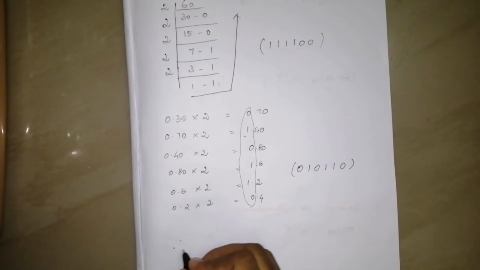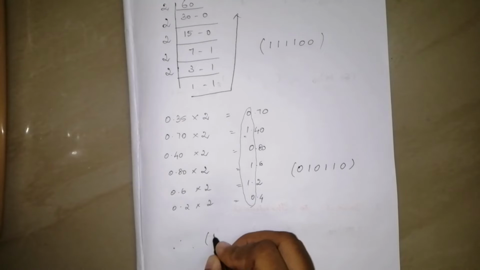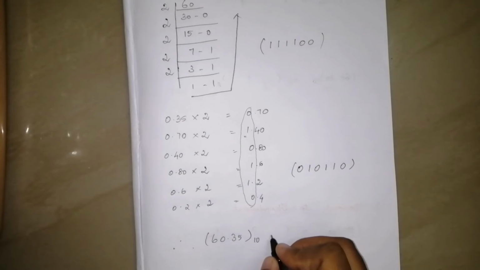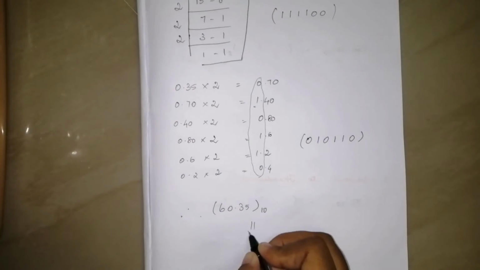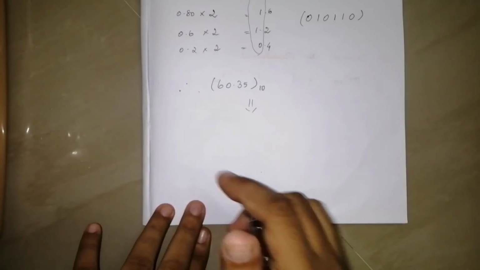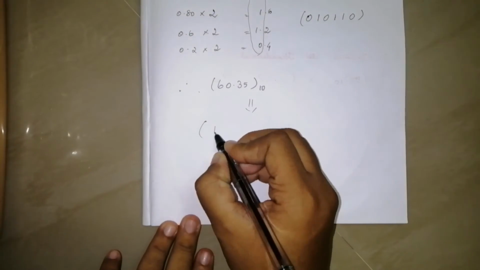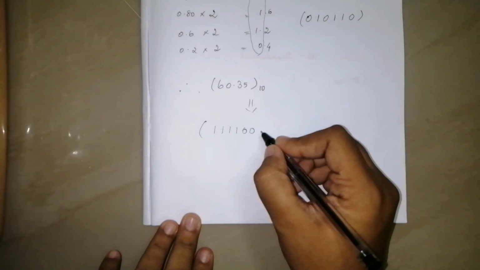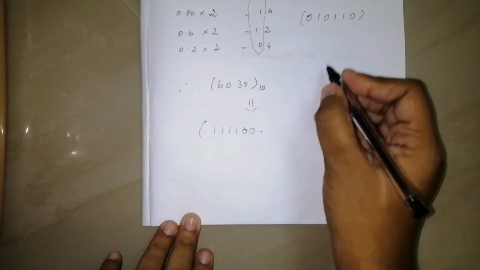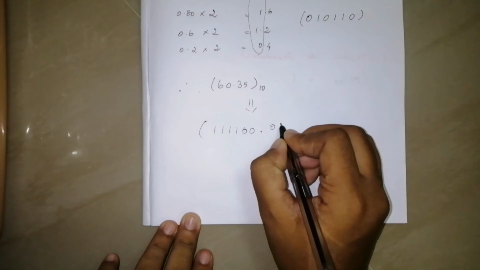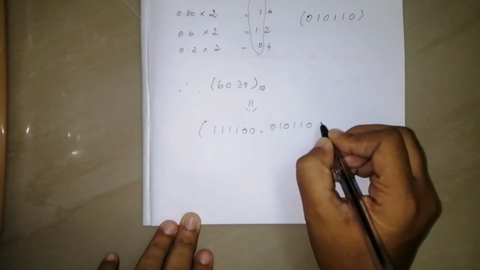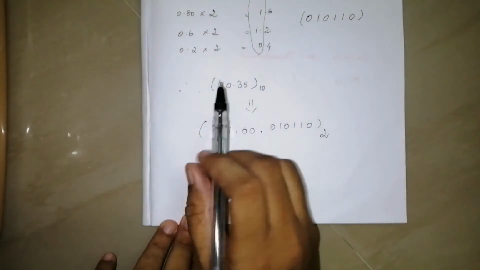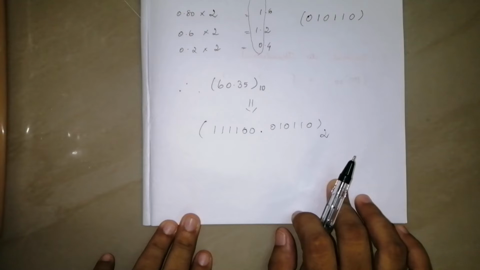So therefore, the binary equivalent of 60.35 decimal number is 111100. Since we are having a decimal here, we have to keep the decimal point and then continue with the number 010110 of 2. This is the binary equivalent of the decimal number 60.35.